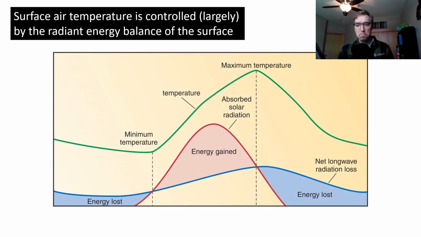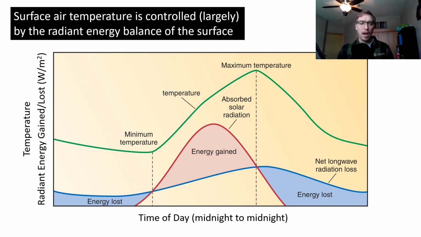So if we're looking at a diagram like this, which is showing the amount of incoming energy lost and gained, we see that on the bottom, that blue line with the blue area shaded and the red line with the red area shaded. And then that green line is showing our temperature throughout the day. So we're looking at temperature in time from midnight on the left to midnight on the right. So we see temperature here and radiant energy gained or lost. What we're doing is comparing when temperatures are the coldest or hottest compared to what energy is doing at the same time, whether we're losing energy or we're gaining energy.